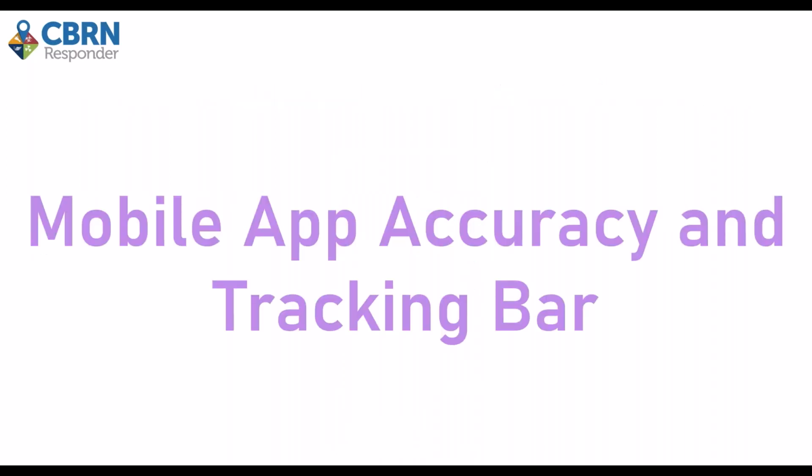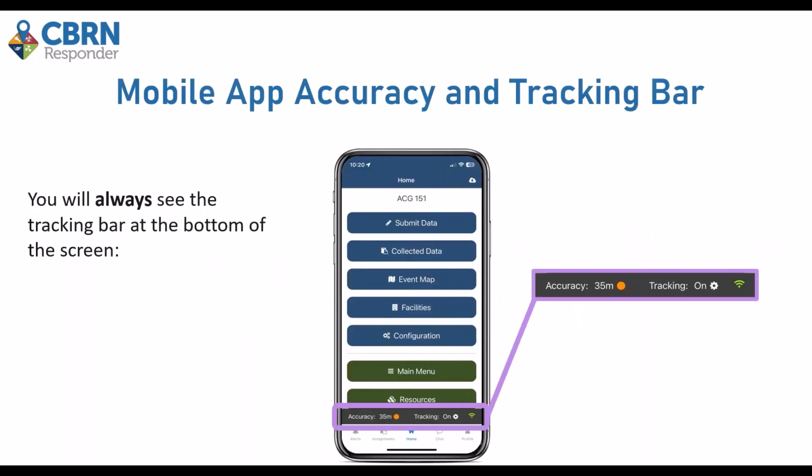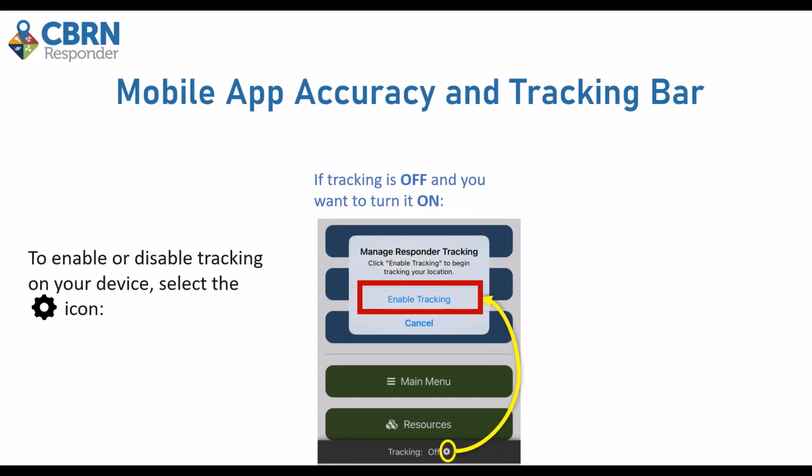There is another location where you're able to customize this, and that is on the mobile app accuracy and tracking bar. For those of you familiar with the CBRNResponder app, at the bottom of every screen, you're always going to see this dark gray tracking bar that has accuracy and the tracking on icon. So at any point, you'll see a gear icon that when selected, it'll ask if you want to enable tracking if it's off.